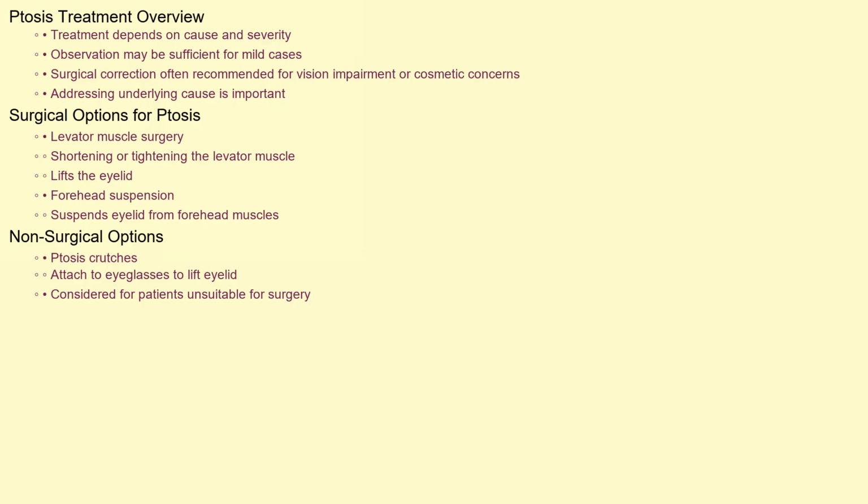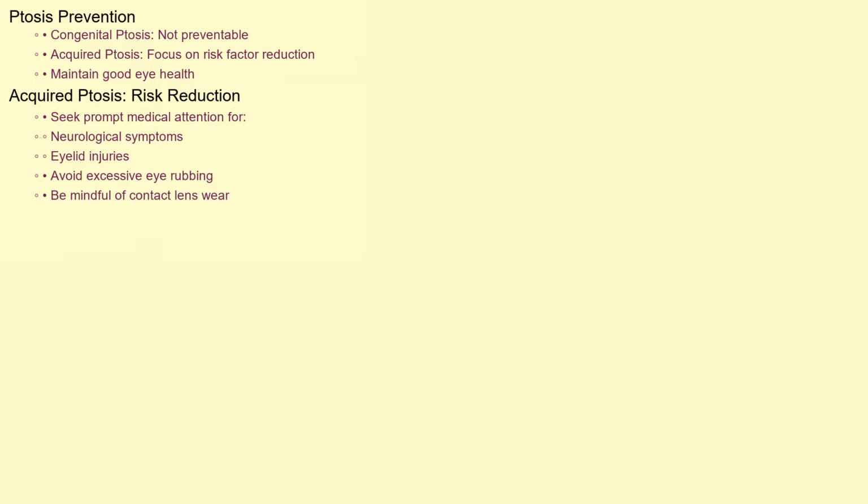Addressing the underlying cause, such as treating myasthenia gravis, is also an important part of management. Unfortunately, preventing congenital ptosis is not possible. However, for acquired ptosis, minimizing risk factors can be helpful. Maintaining good eye health and seeking prompt medical attention for any neurological symptoms or eyelid injuries are important. Avoiding excessive eye rubbing and being mindful of contact lens wear habits can also potentially reduce the risk of developing certain types of acquired ptosis.